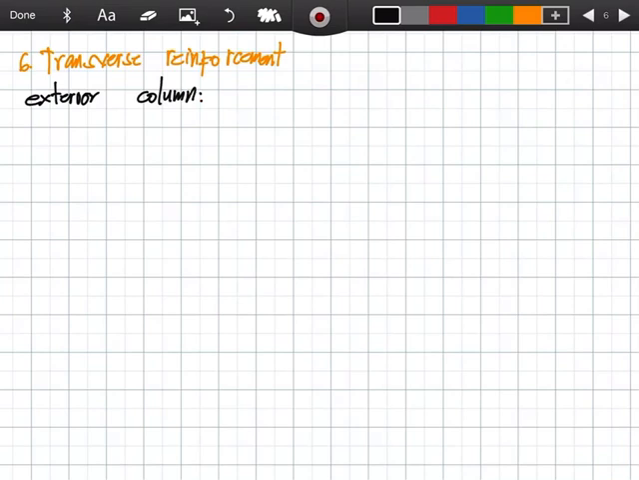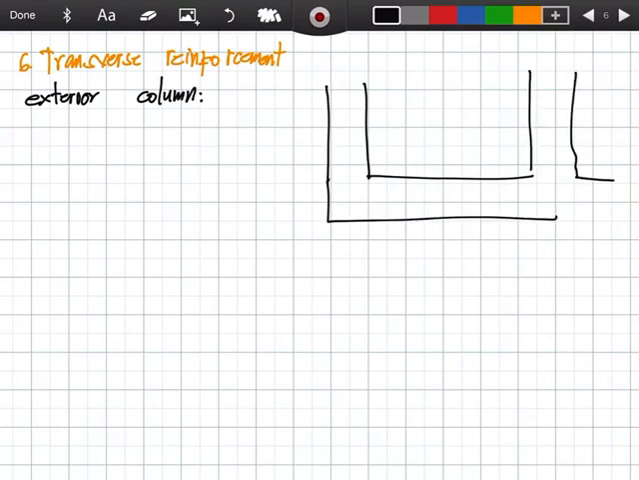So kung kanina longitudinal, ang longitudinal ay ito. So kanina yung longitudinal natin ay ito, saka yan. Ang ating transverse reinforcement naman ay itong mga to. Yan. This is our transverse reinforcement.